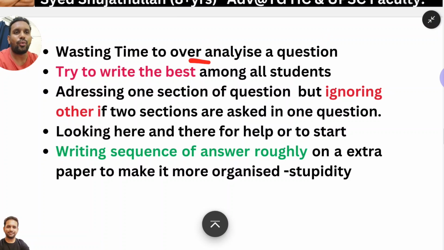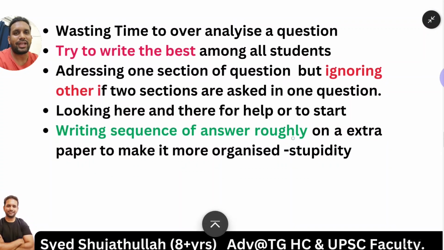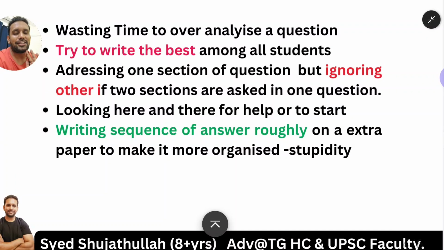Wasting time to overanalyze a question and trying to write the best among all the students. This is another mistake students make. Students generally think, okay, I will be writing the best. That should not be your mindset at all when you're writing. You have to write the answer according to the question. That's all about it. Write it better. That is enough, because the passing percentage is less than 50%, so writing better will serve your purpose. Don't try to write the best.